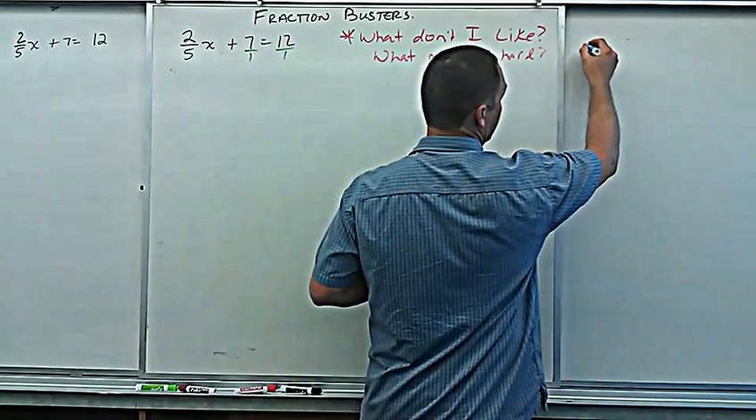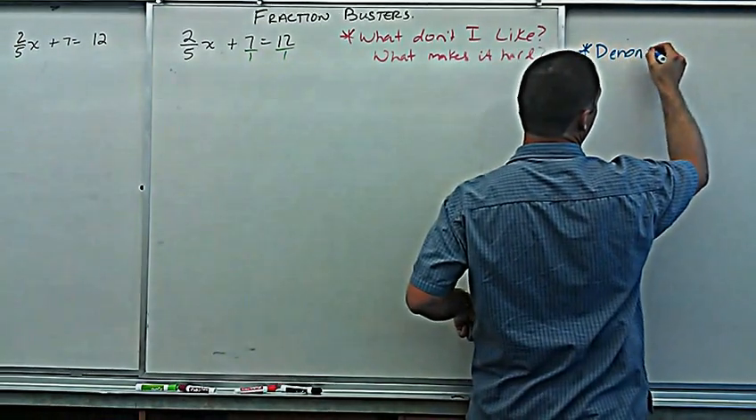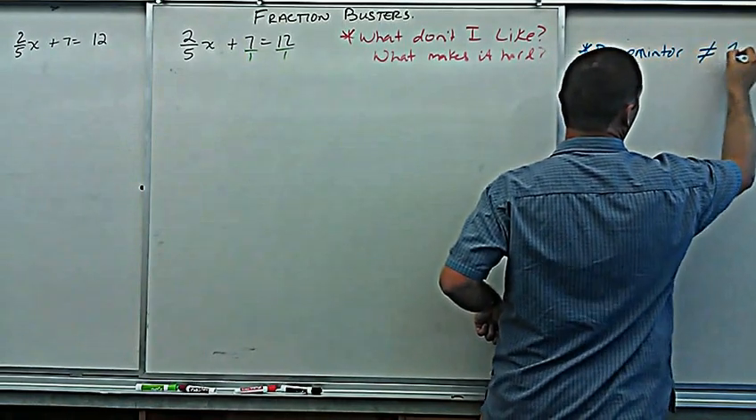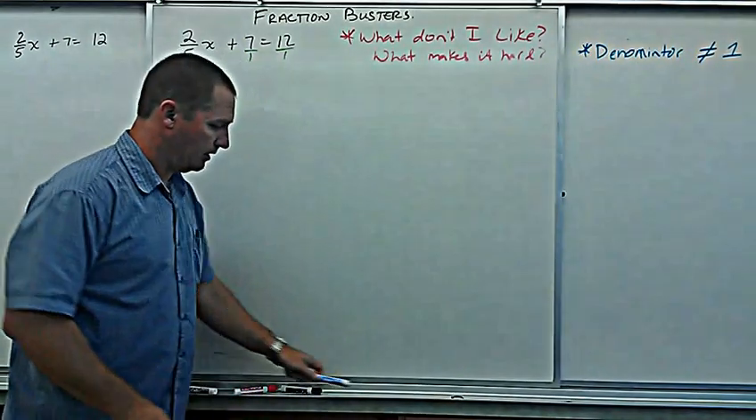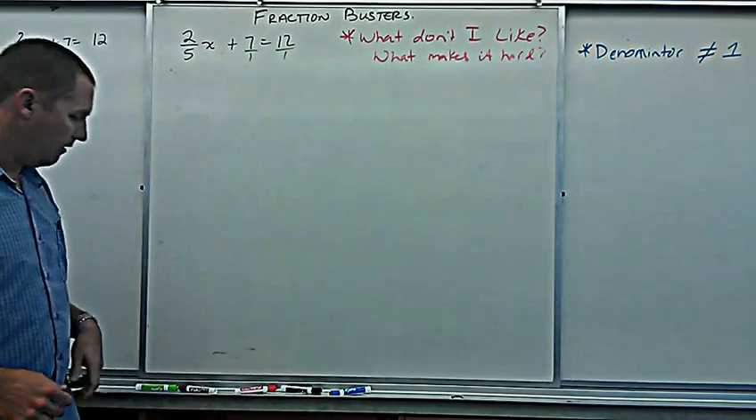So the hard part about it is the denominator doesn't equal 1. Does not equal 1. And if it did equal 1, it'd be a lot easier. So that's what we're going to try to do. We're going to try and get rid of that denominator so that it equals 1. That should get rid of that 5.